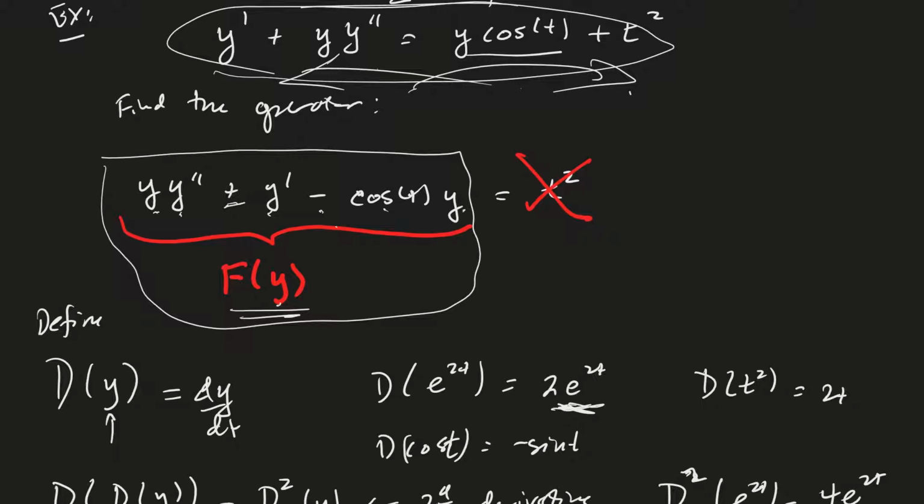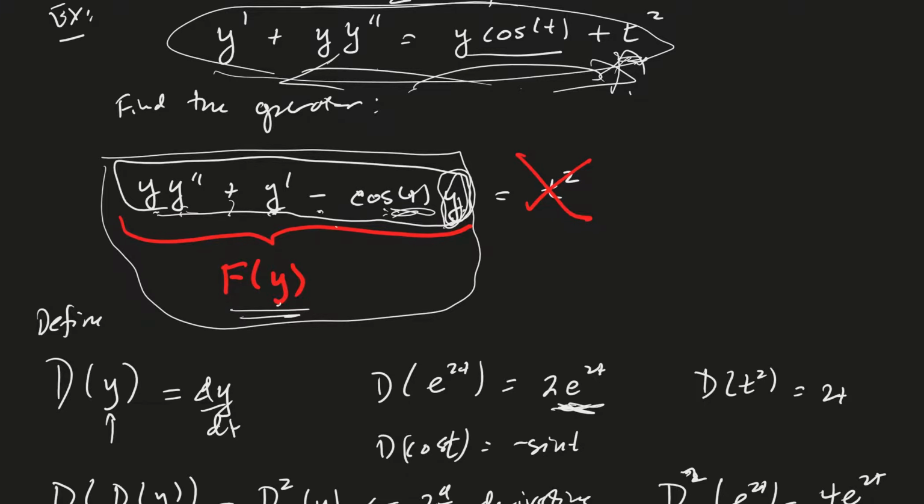This is telling you what to do with a function y to get an output. You take your function, multiply it by a second derivative plus the first derivative, then you subtract cosine of t times the function. Everything with t alone is on the other side of the equation. This is here because there is a y attached to the cosine.